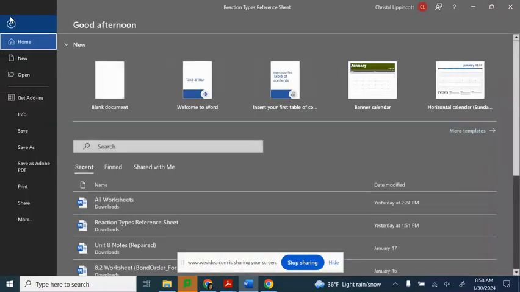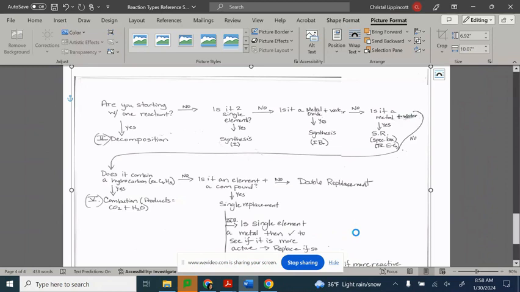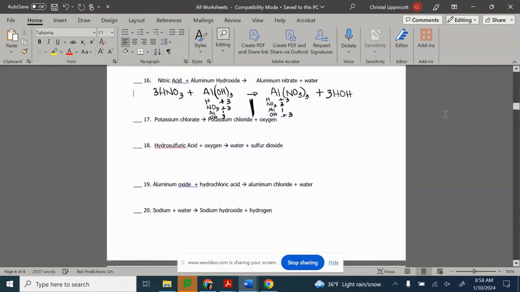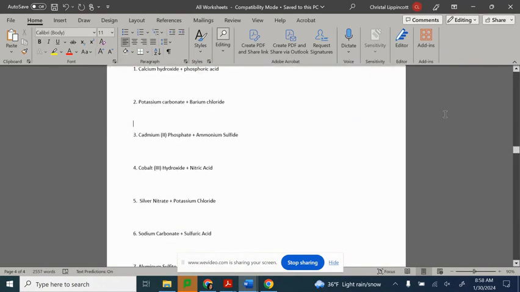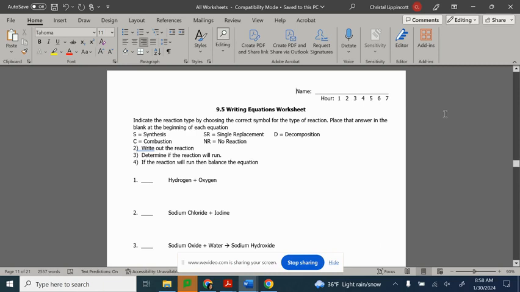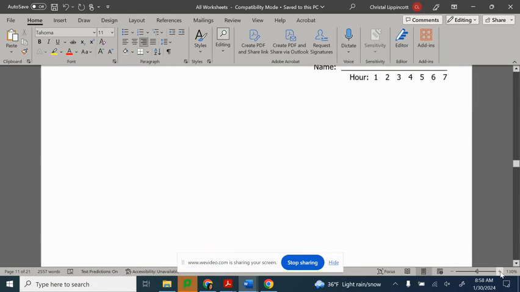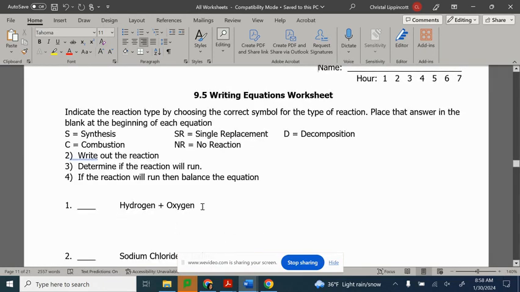Okay, and that's kind of how you figure out what you're going to be working with on that homework, okay? So page down. Tonight's homework, we've already covered all the different reaction types, okay? So the first thing that you're going to do with tonight's homework is identify what reaction you're working with, okay?